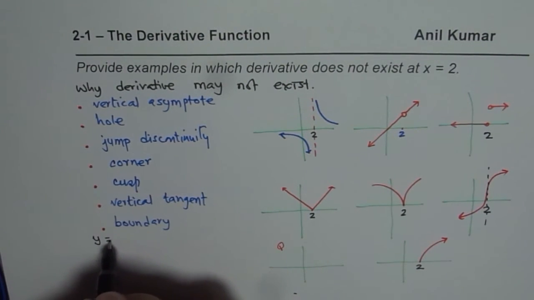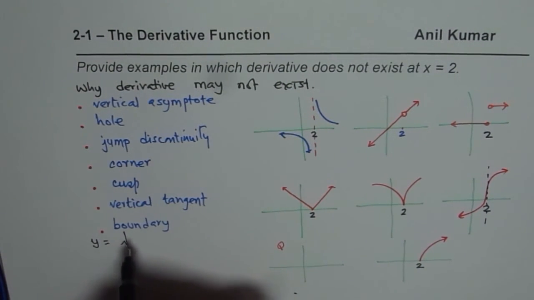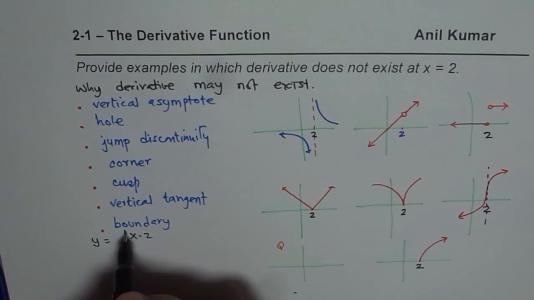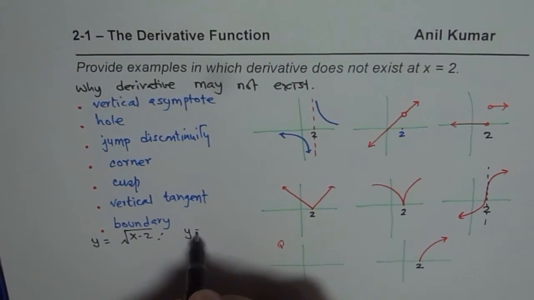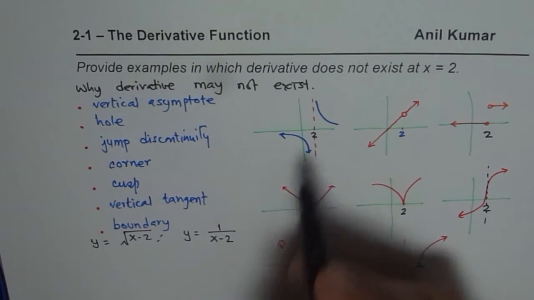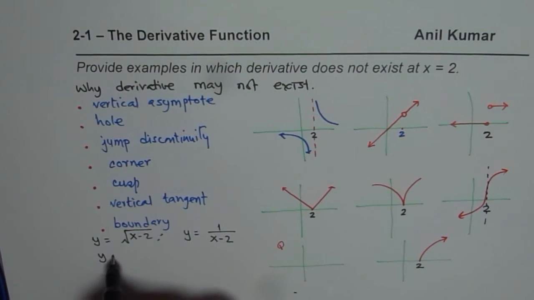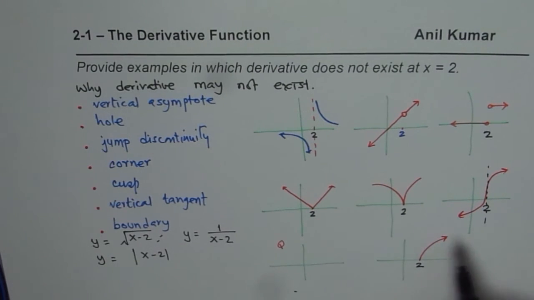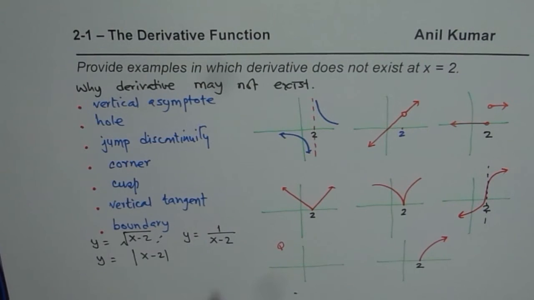For example, you could write y equals square root of x minus 2. You could do y equals 1 over x minus 2 for this particular function. You could do y equals absolute value of x minus 2, correct? So likewise, you could do many different examples. So you could write down equations where the function may not have derivative at x equals 2.